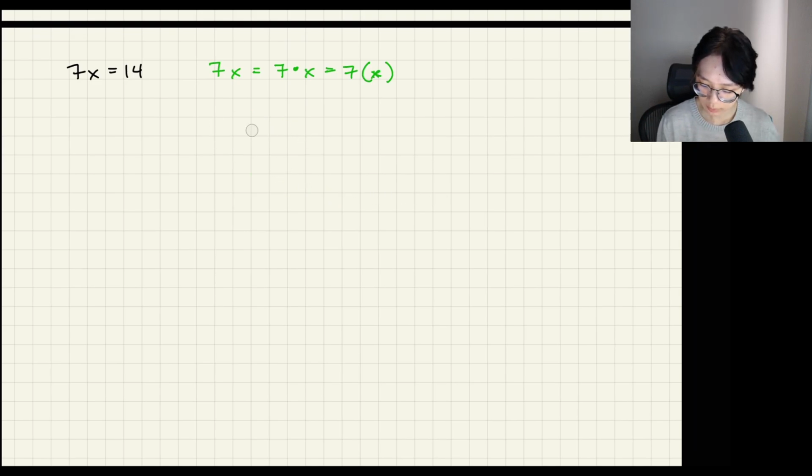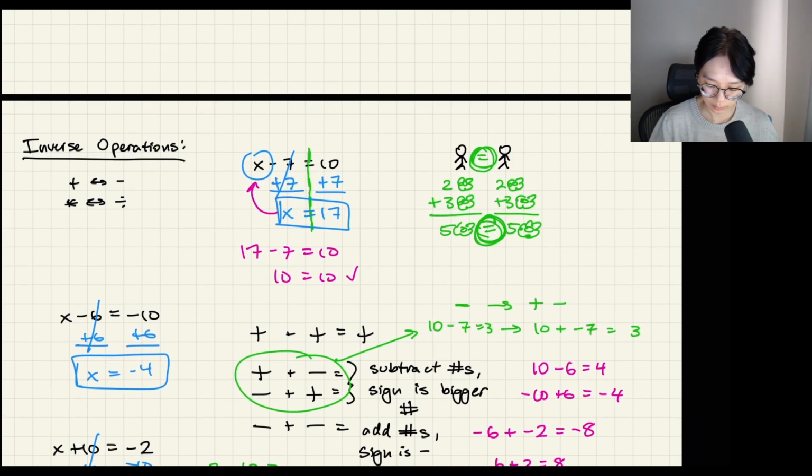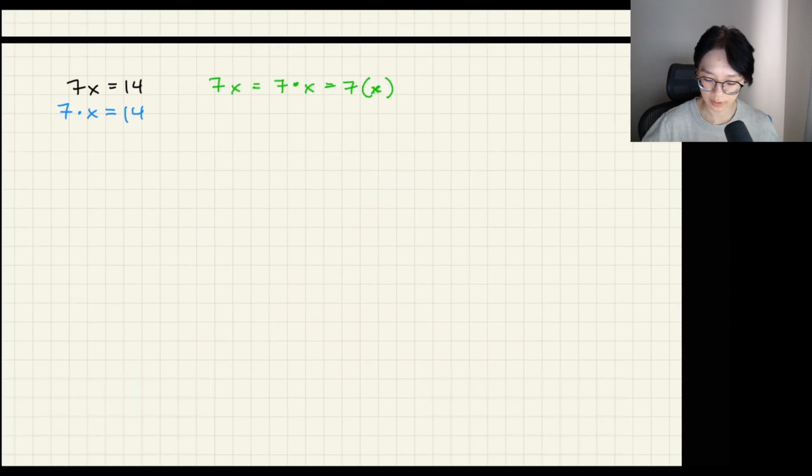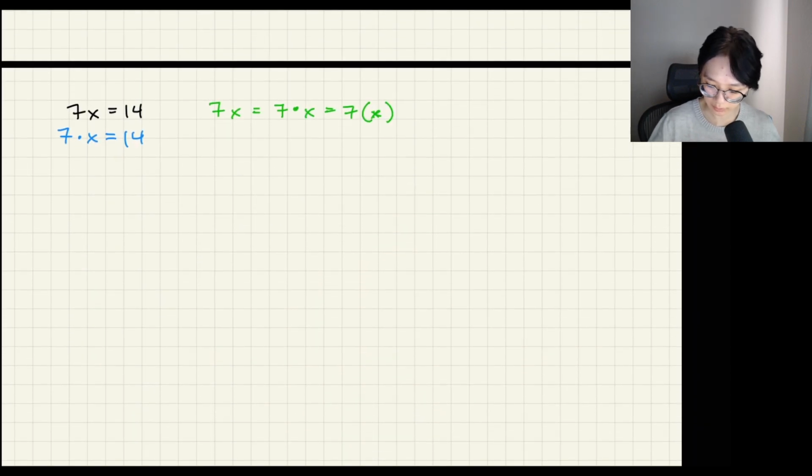So instead, convention has decided it's just going to be as if there is no multiplication there at all. You just write them next to each other. So this is 7 times x. 7 times x equals 14. Opposite of multiplication, division. So we divide both sides by 7, by the number we want to get rid of. Those cancel. X equals 14 divided by 7, 2.